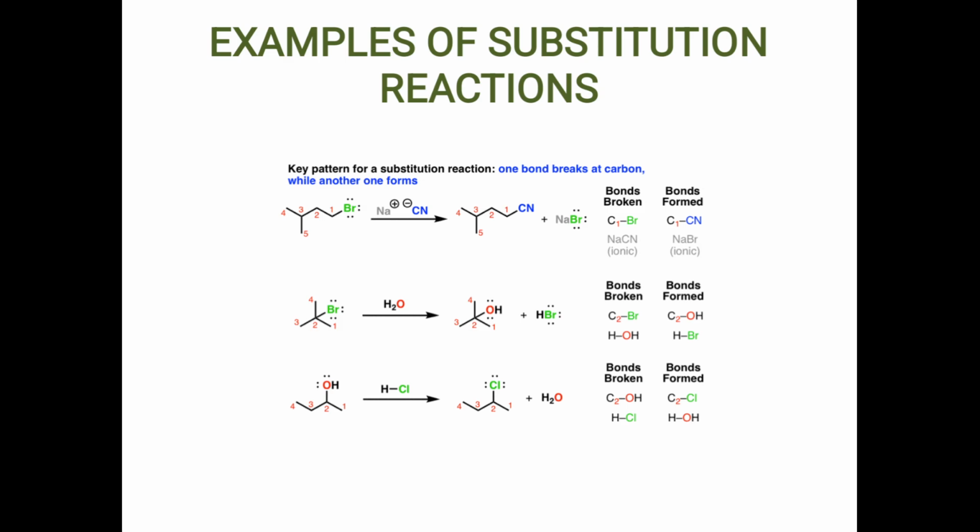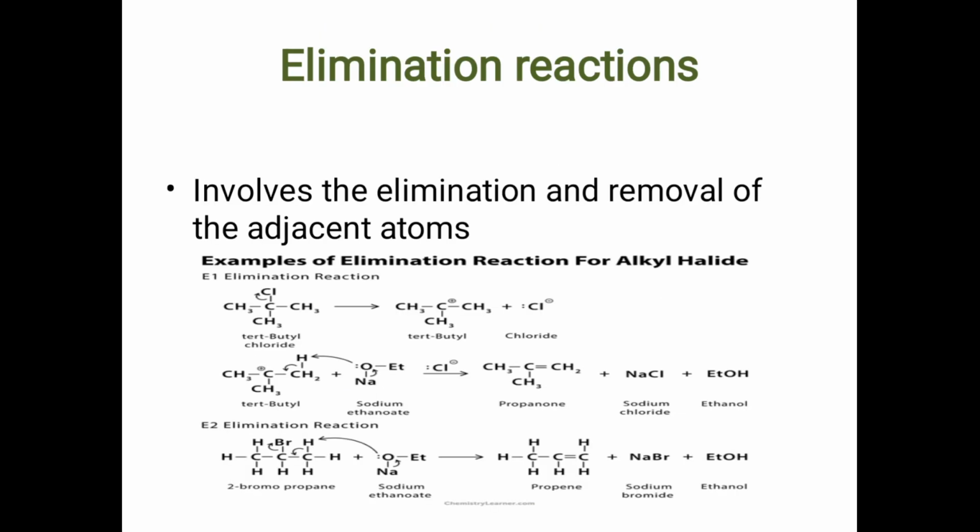In the third one, the OH negative group is replaced by a chloride ion. So all these are the types of substitution reactions. Now what is elimination? Elimination is the removal of adjacent atoms so that an unsaturation is produced. This is an example of an elimination reaction of alkyl halides.